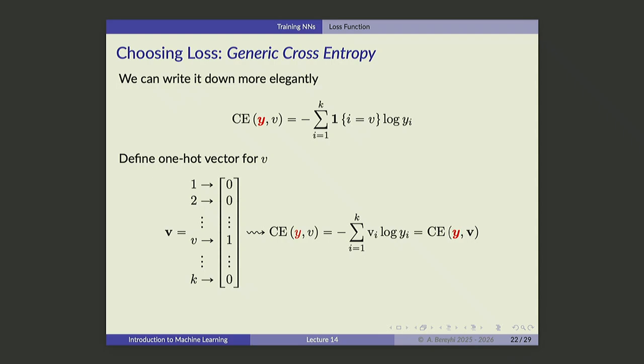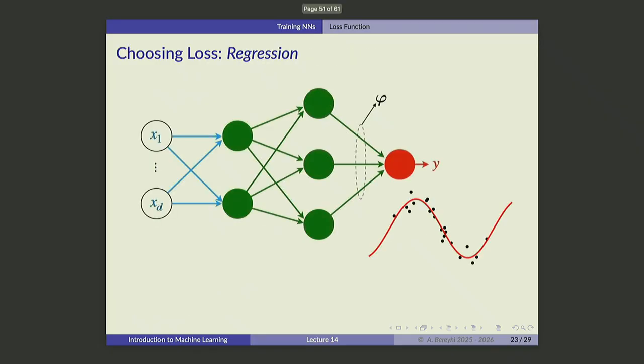Everybody's cool? Okay, great. That is, in general, the cross entropy between the two distributions, y and v. And v for us here is just a one-hot distribution, so that's quite easy, right?